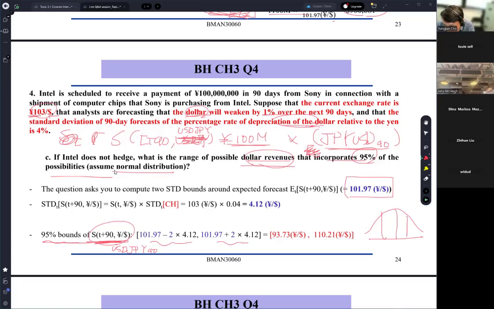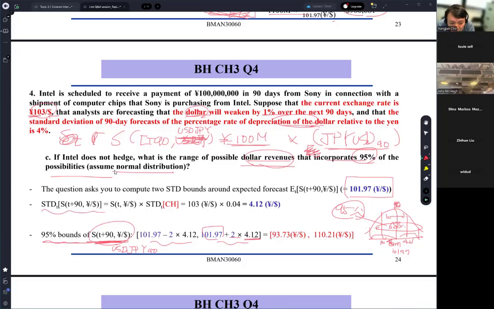So you should remember this one. Within 1 sigma, this is the mean, which is 101.97, plus 1 sigma, minus 1 sigma. This is 68%. Plus 2 sigma, minus 2 sigma, that's the 95% bound. So mean plus 2 times standard deviation. How do we get standard deviations?